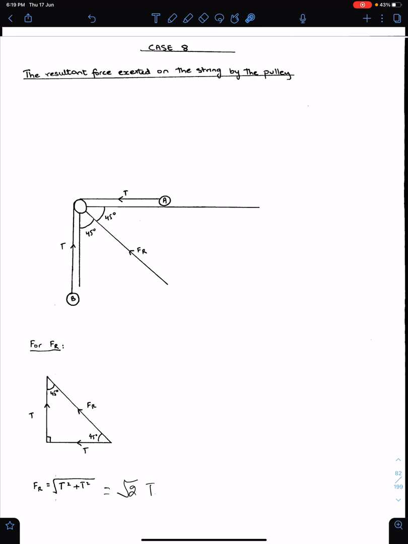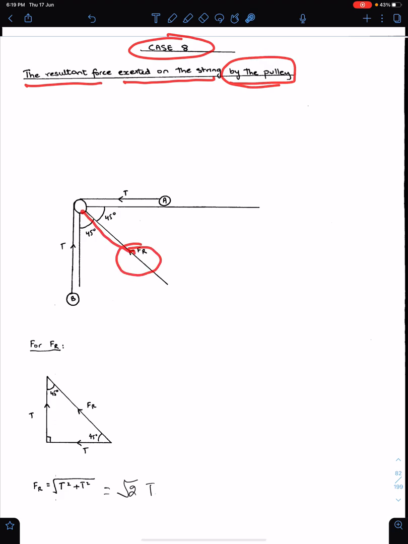Alhamdulillahi rabbil alameen. In this lecture, I will discuss the leftover concepts of pulley. Case 8. The resultant force exerted on the string by the pulley. By the pulley means the direction of resultant is towards the pulley.